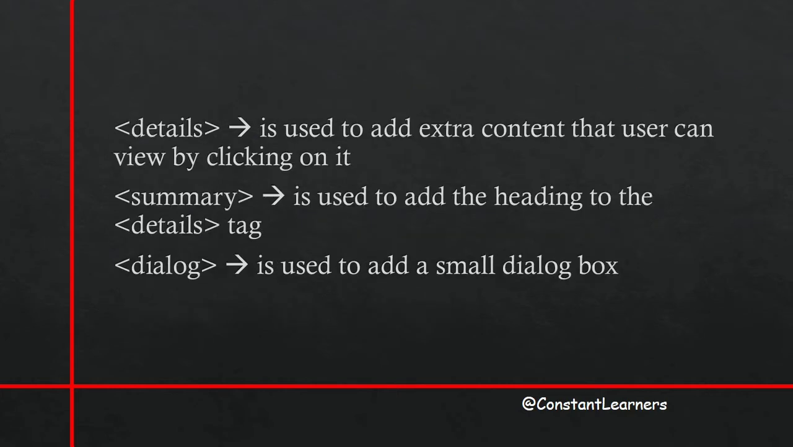The next 3 tags that we have to see are the details tag, summary tag and the dialog tag. Now details tag acts as an extra detail, a small drop down detail. Like you can see the heading about that details tag, and if the user wishes to view that detail, he may click on that heading and he'll get the detail about that particular heading. So that is also used to add some extra content that the user can view by clicking on it.